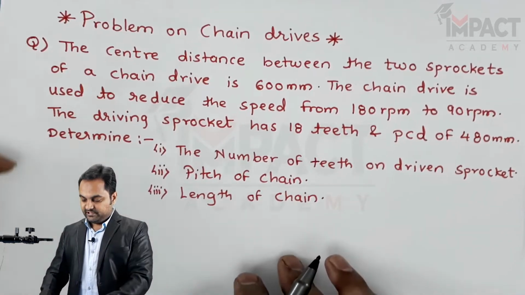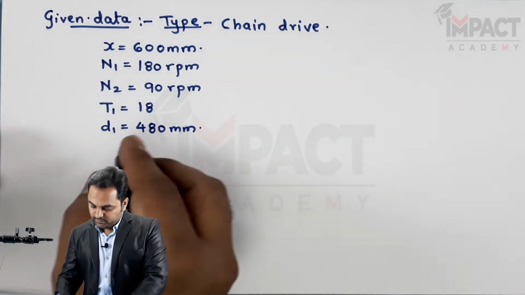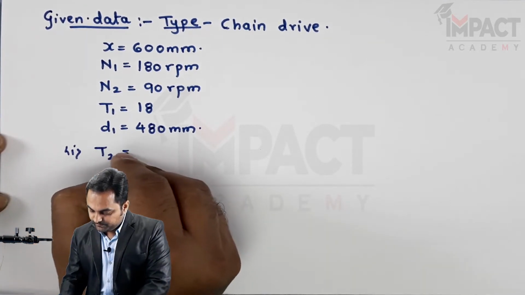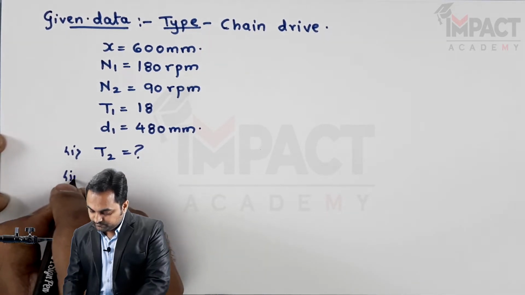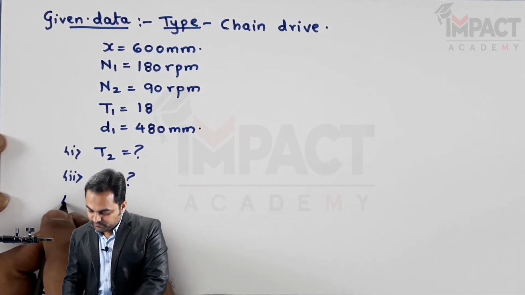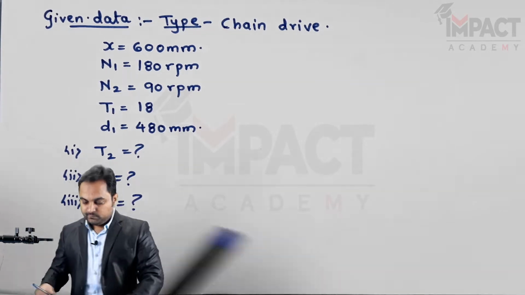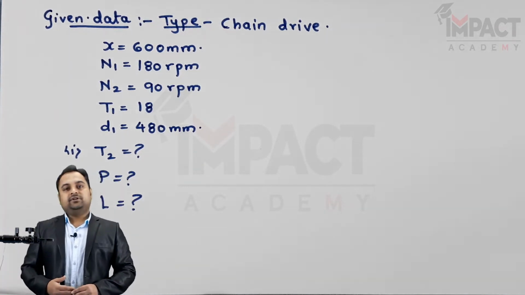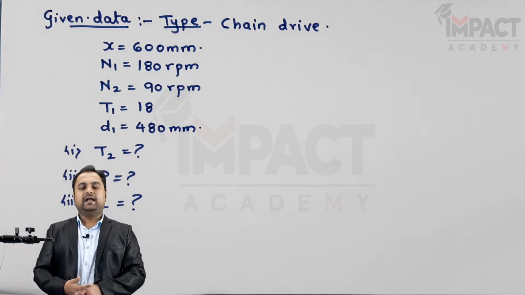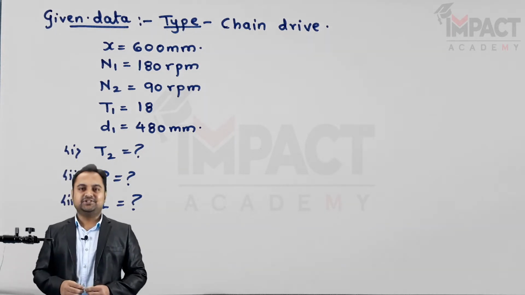Here three questions have been asked. First, the number of teeth on driven sprocket, pitch and length of chain. So number of teeth on driven sprocket is T2. Pitch of the chain denoted as P, and we have to even find out the length of the chain. So this is the question in front of us. Now while solving the problem, in order to find T2, I'll be using the formula for velocity ratio. So let's get started with the solution part.